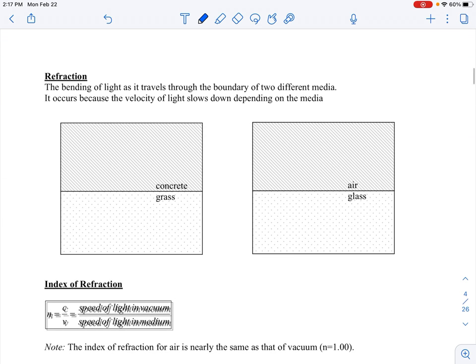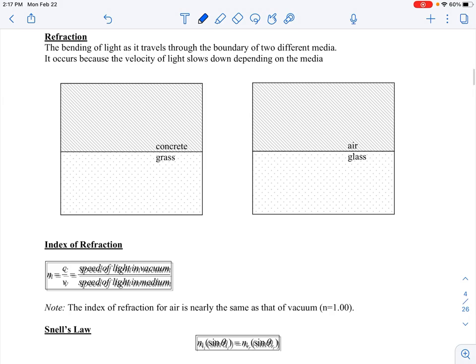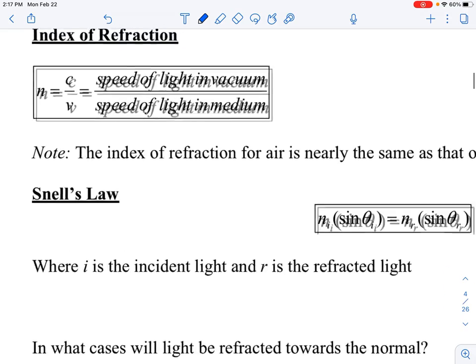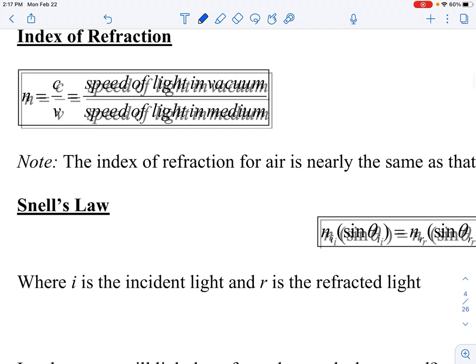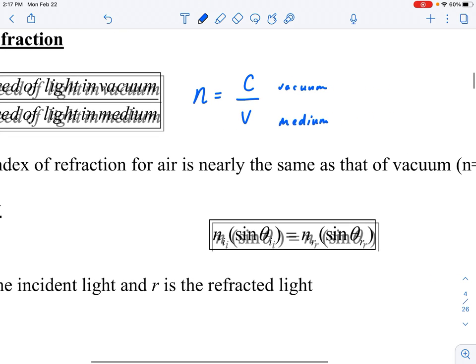So in the last section, we talked about how light slows down due to a medium. So actually, I'm going to come down here to this index of refraction, and I apologize for this font. Didn't work out quite the way I'd hoped. But just a reminder that the index of refraction is equal to the speed of light in a vacuum divided by the speed of light in a medium. So light does slow down in a medium.